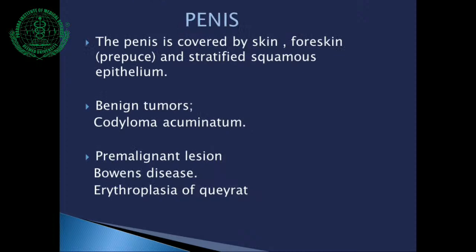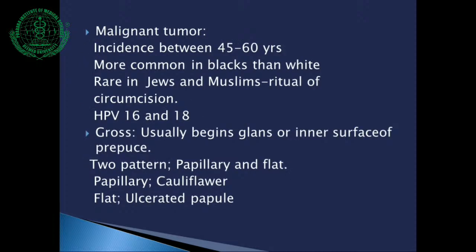Then coming to the penis histopathology, normally the penis is covered by the skin or the foreskin, and it is covered by stratified squamous epithelium. The benign tumor seen in the penis is condyloma acuminatum. The pre-malignant conditions are Bowen's disease and erythroplasia of Queyrat. Then the squamous cell carcinoma of the penis is important from your point of view.